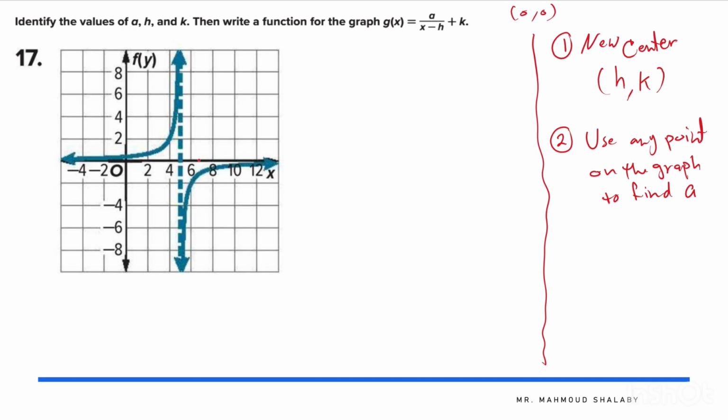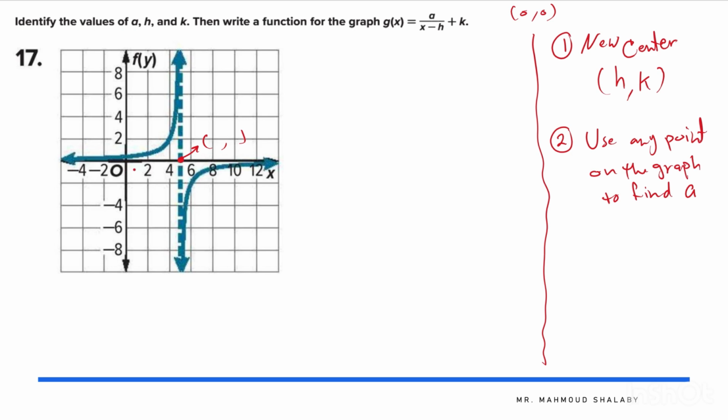It's shifted to the right some few steps. What you need to find here is the intersection of the vertical and the horizontal asymptotes. As we can see, this is the vertical asymptote and this is the horizontal asymptote. These two lines intersect at this point here. Now I want to find the coordinates of this point of intersection, which is the new center.